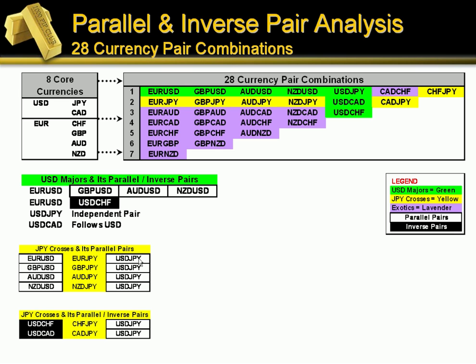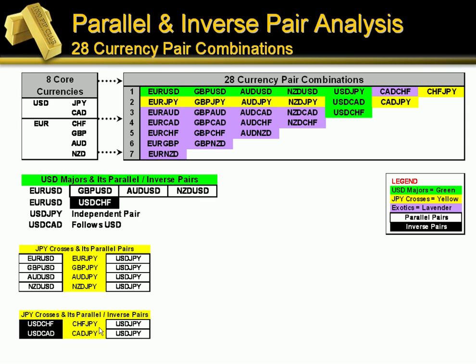So that's why doing a parallel inverse analysis is important, because as you start lining up the fibs and the support resistance in all three pairs and whatnot, it gives you a superb pip potential on the relevant pair on review.